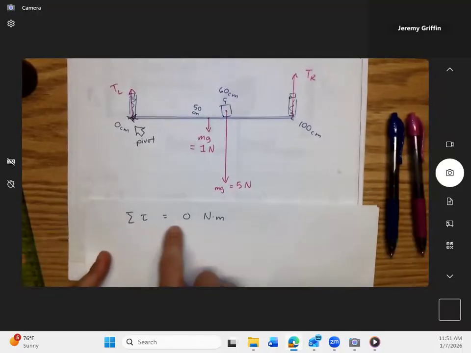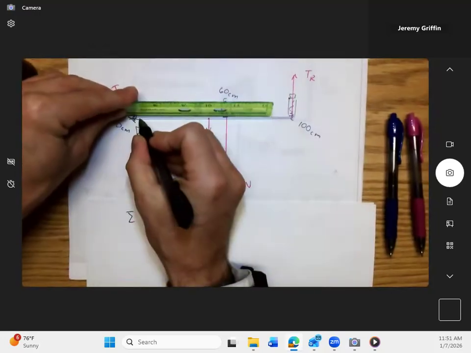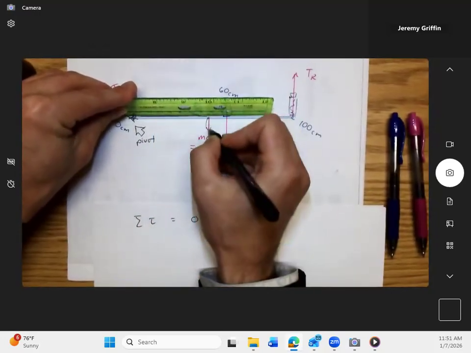So I'm saying the sum of the torque goes to 0. I'm picking this point as my pivot point. Now, relative to this point, I have this radius crossed with this down force.